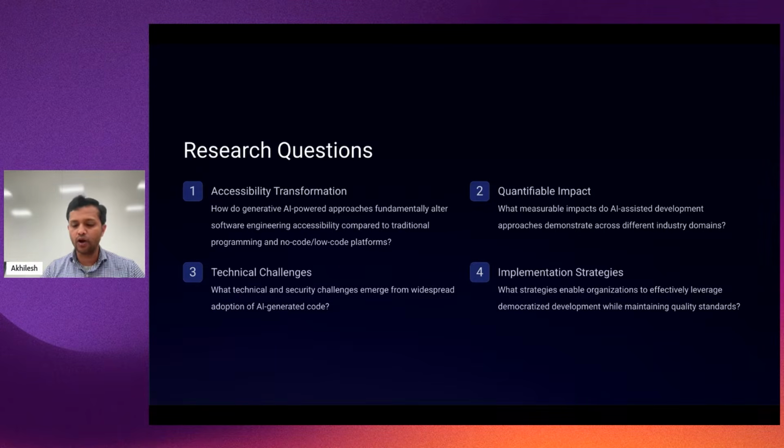And then let's be honest. When everyone develops something, obviously there are things that will break. So what are the challenges there? And finally, the important practical question: how can we implement something like this without all the chaos? These are the questions that guided our research across a lot of organizations and over 300 projects.